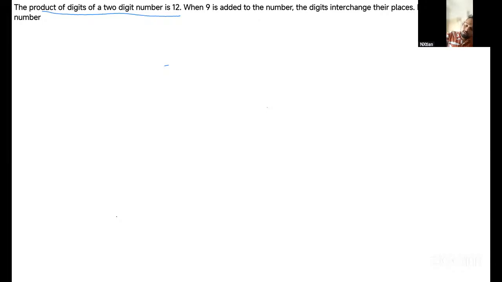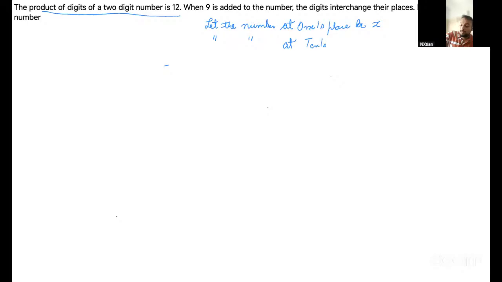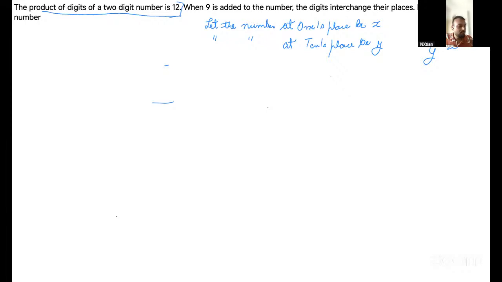Let the number at one's place be x and let the number at ten's place be y. So at ten's place I have y and at one's place I have x. And the first equation, Bethel, what will be the first line? What equation can you take from this given question?